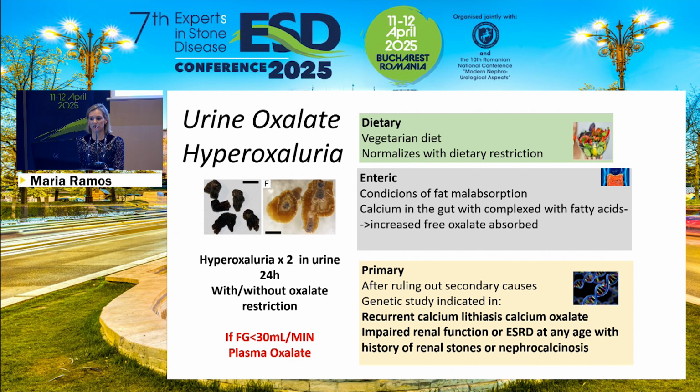In the case of urine oxalate, we have to do two determinations of oxalate in urine and rule out the different types of hyperoxaluria. We have to do these determinations with or without oxalate restriction. Primary hyperoxaluria, the diagnosis is made after ruling out these secondary causes.